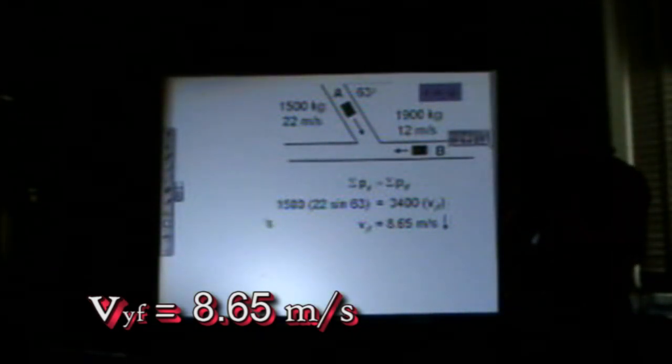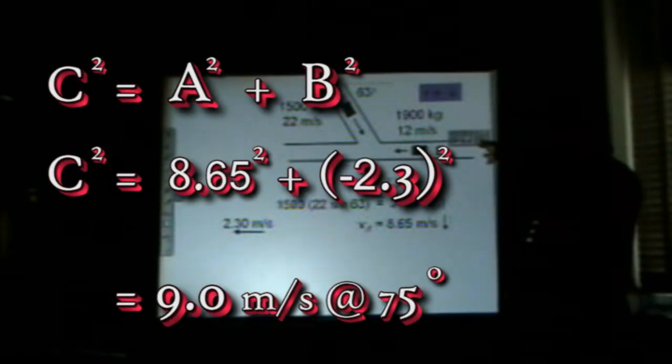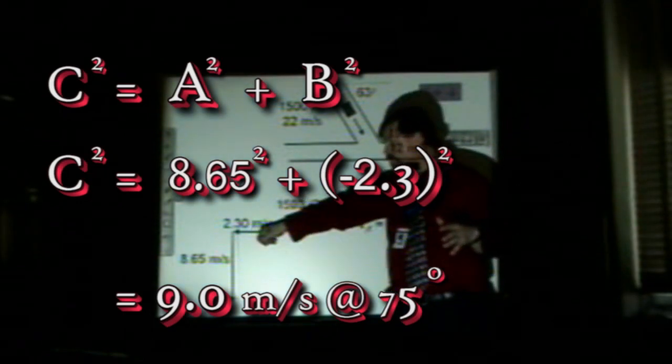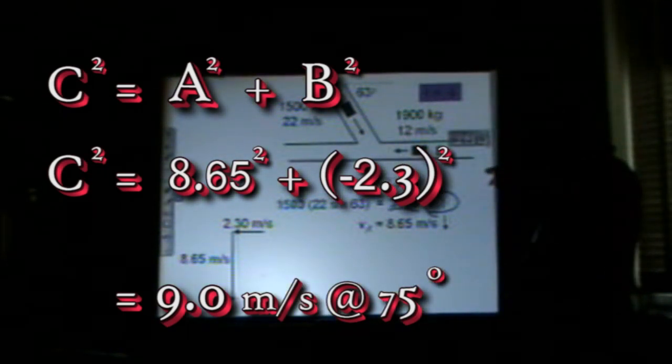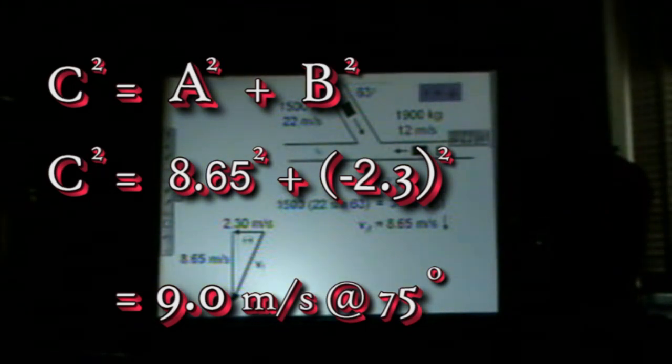Now, we want to find out what our resultant is. We have 2.3 to the left. We have 8.65 south, or to the bottom. And we're looking for our hypotenuse, for our resultant.